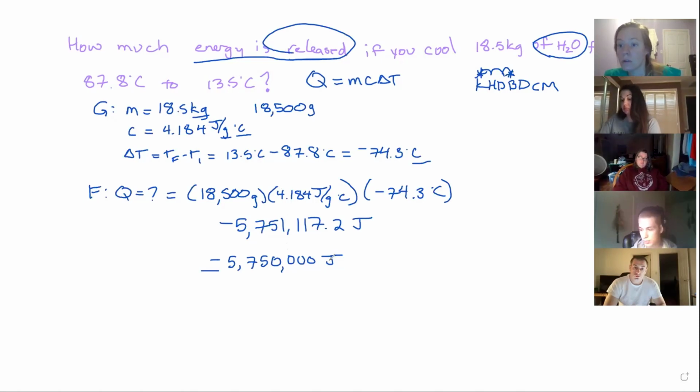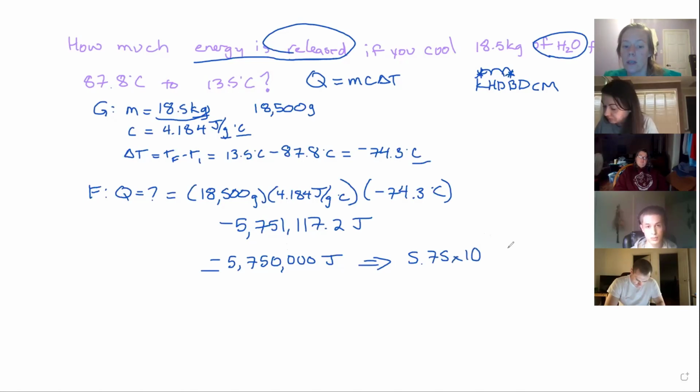So it's still a lot of joules because it's a good amount of water, right? I mean, 18.5 kilograms of water. It's a few pounds of water. It's a pretty big temperature change. We're changing by 74 degrees Celsius. That's a lot. And the heat capacity of water is large. So we would expect that to be a big amount of energy. If you wanted to write this in scientific notation, it would be 5.75 times 10 to the 6th joules.